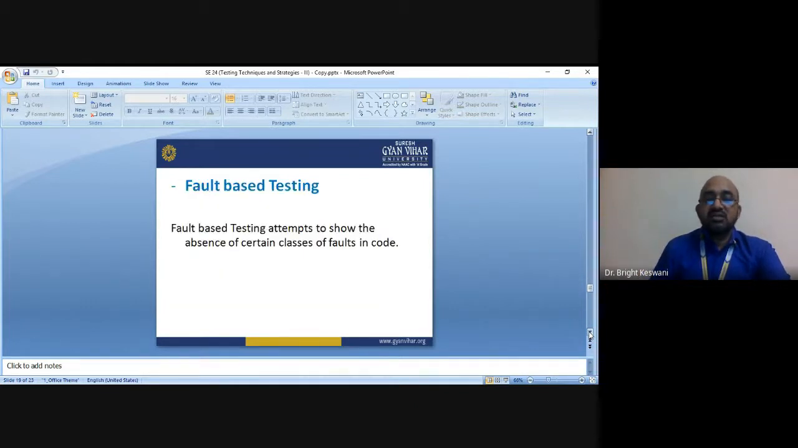Basic path testing is required. Fault based testing is very much important. Fault based testing attempts to show the absence of certain classes of fault in the code. So fault based testing is an important type of testing. Path coverage testing is an important type of testing. We have to discuss the various other types of testing in detail.